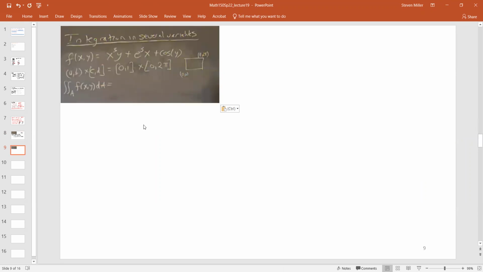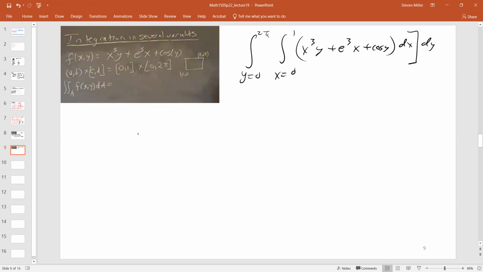So let's integrate. Do you want to integrate with respect to x first or with respect to y? Okay, so then that means y goes from 0 to 2 pi, x goes from 0 to 1, x cubed y plus e cubed x plus cosine y dx dy. And I can put the brackets here to remind myself I'm doing this x integration first. And when I finish the x integration, then I do the y integration.